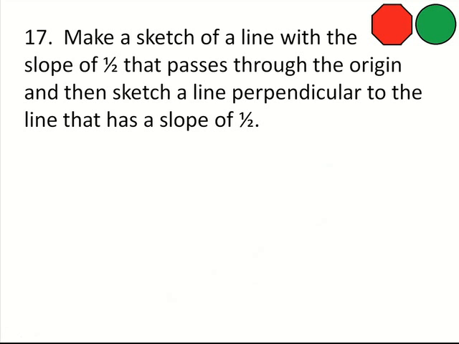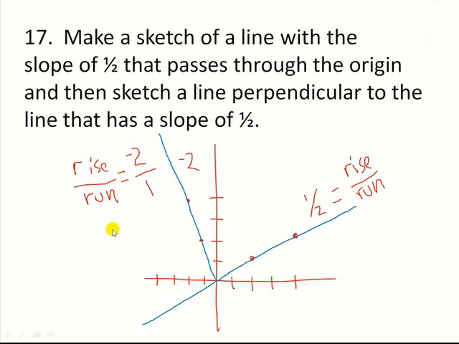Number 17, click on the stop sign. All right, let's see how you did. Make a sketch of a line with the slope of 1/2 that passes through the origin. We've already done that. And then sketch a line perpendicular to the line that has a slope of 1/2. So it would look about like this. Here's the slope of 1/2, up 1 over 2, up 1 over 2, up 1 over 2, and a perpendicular line would go up 2, negative 1, up 2, negative 1, up 2, negative 1.